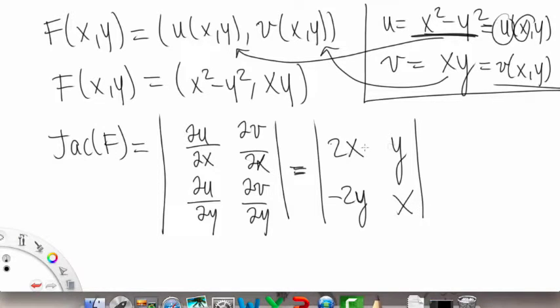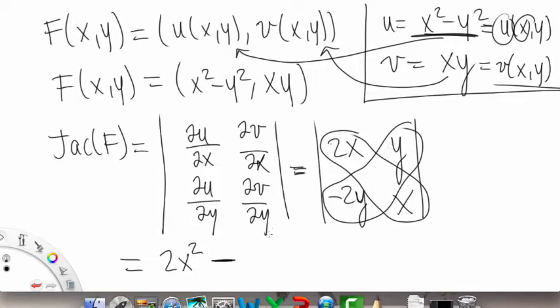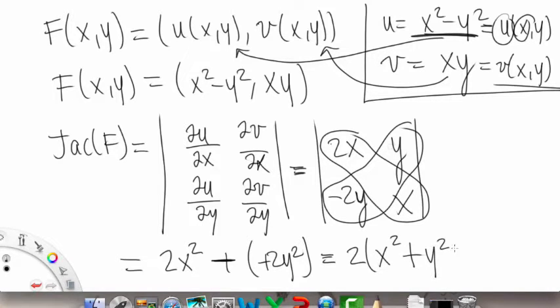Okay, so now we're going to continue computing, and we take the product of the first diagonal, so that's 2x squared, minus, according to the formula, the product of the second diagonal, which is negative 2y squared. So what we get, these negatives turn into positives, and we can factor out a 2. So we get 2 times x squared plus y squared. Okay, so this is the Jacobian of f. That's what we just calculated.